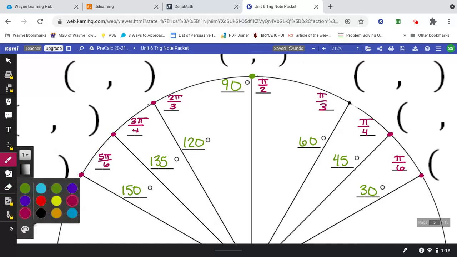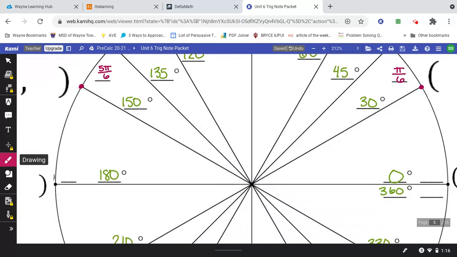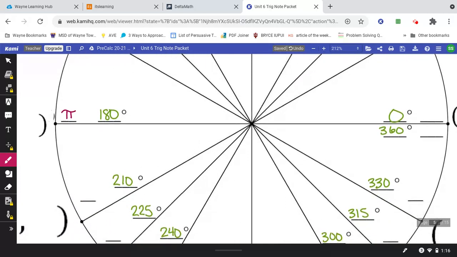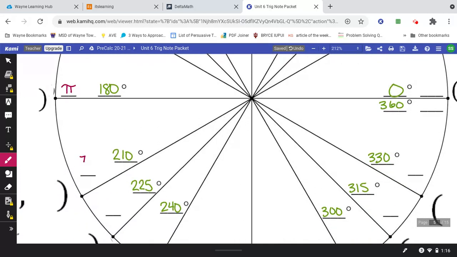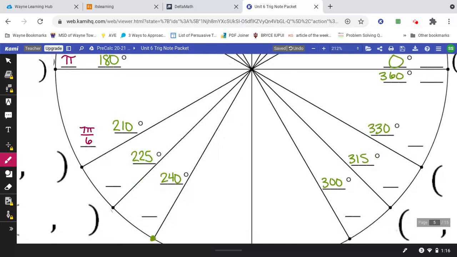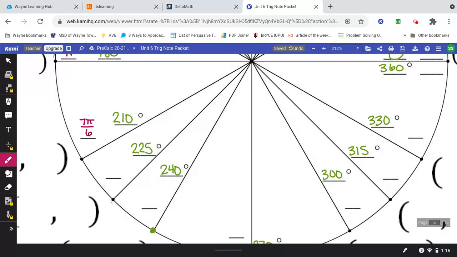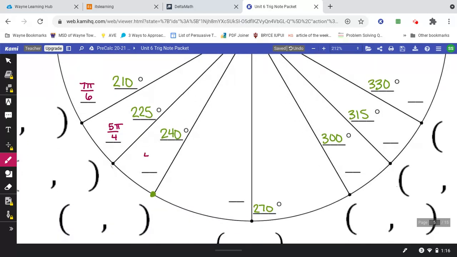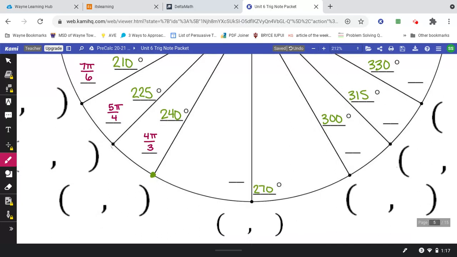All right, we'll continue our way around. The next one is 180 degrees. That is just pi. As we work our way around, I get 7 pi over 6 for the 210. 5 pi over 4 for the 225. 4 pi over 3 for the 240. Again, each of those we are getting from converting it. We're just not showing all the work and doing all the process right now.